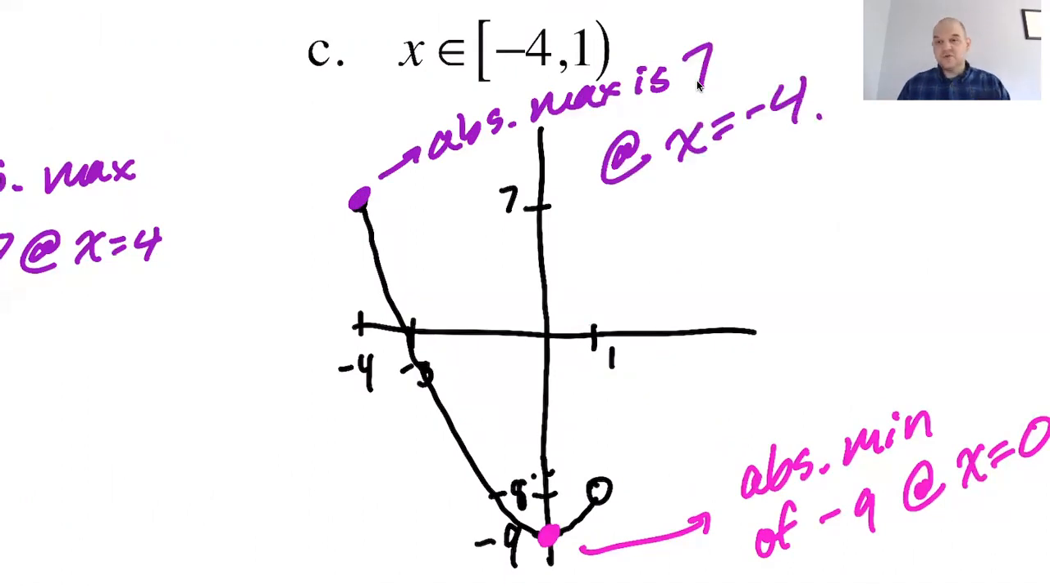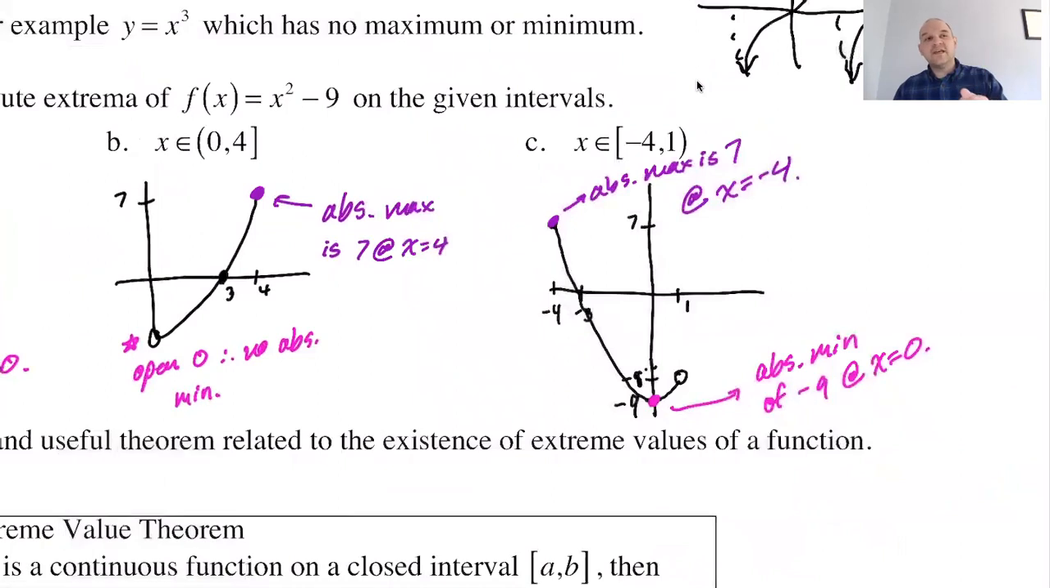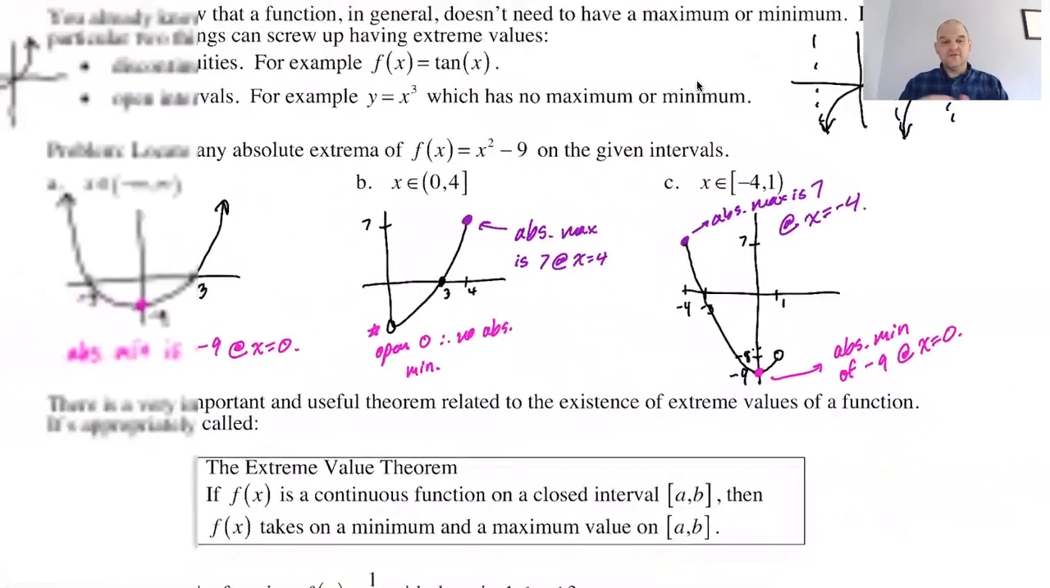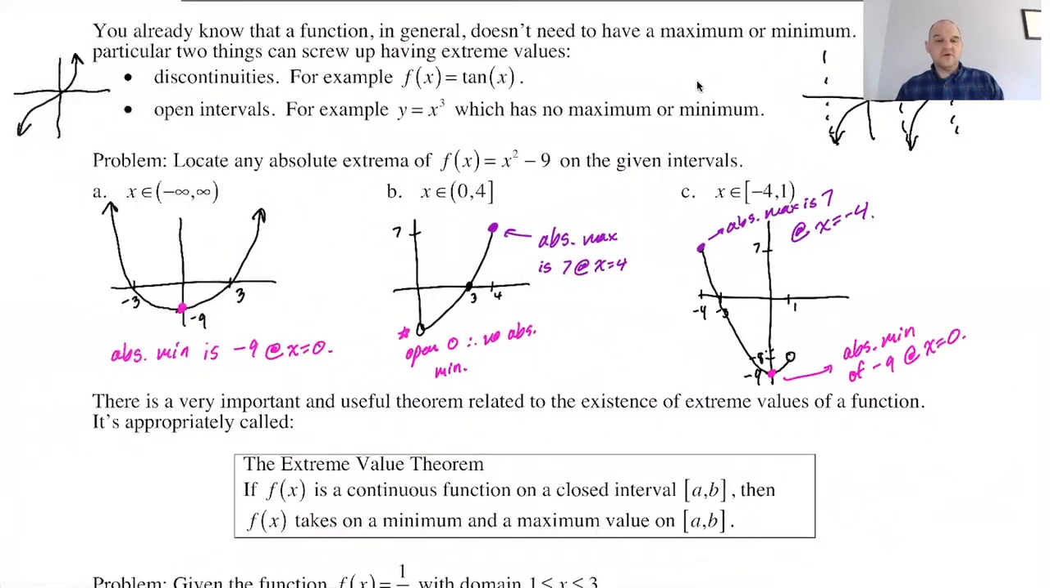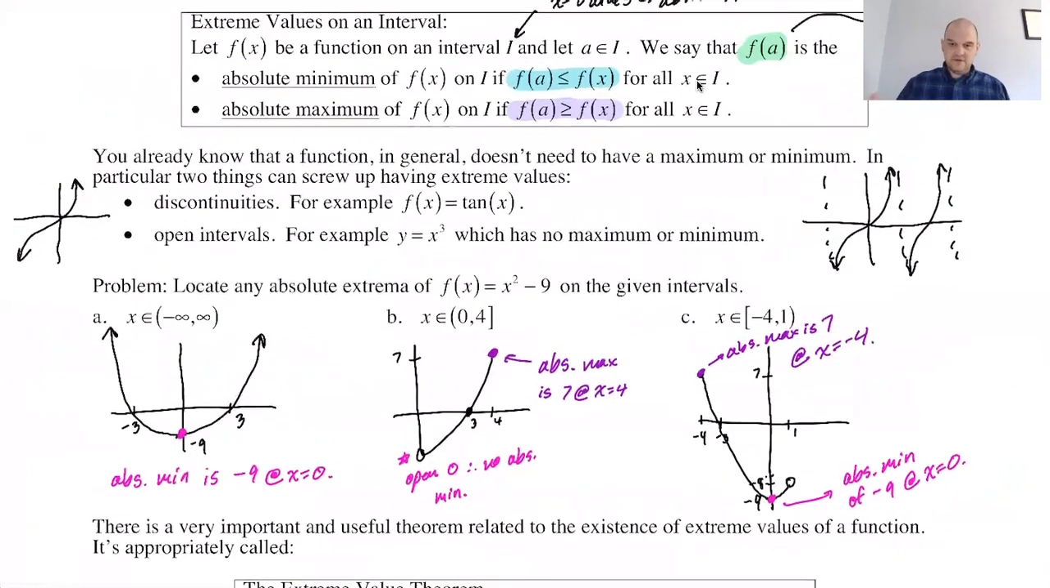So it's like we're answering two questions. What is the absolute maximum? It's 7. Where does it happen? It happens at -4. More often than not, you actually only care about what the value is, but I usually answer both questions at the same time because I don't want to risk not answering one of them when I should have.